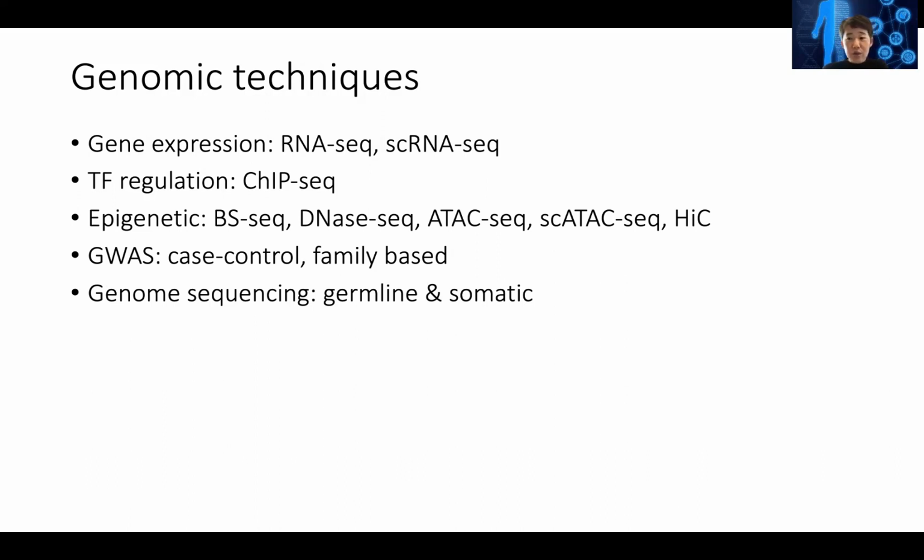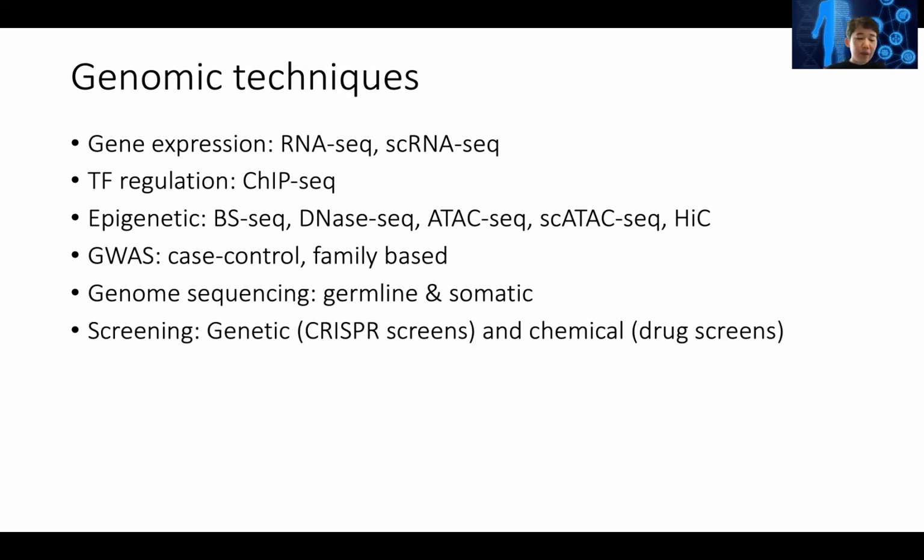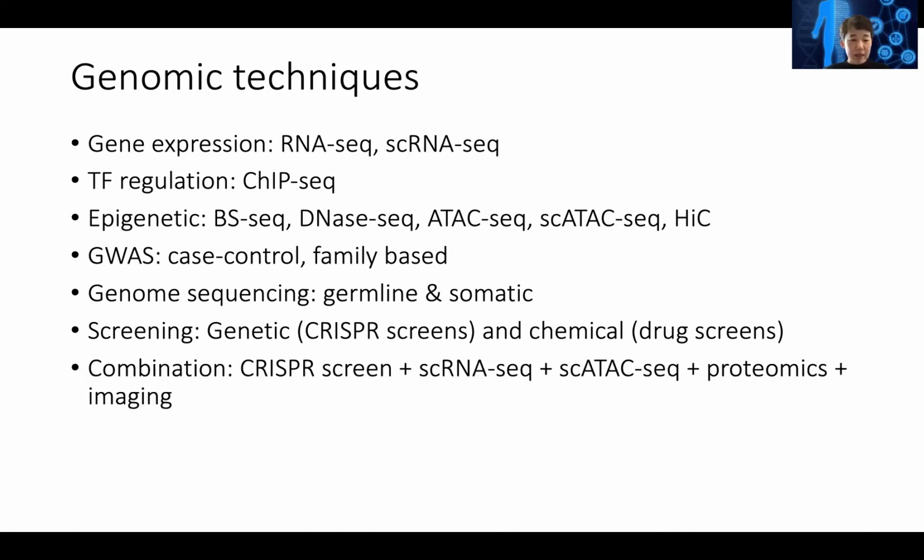For genome sequencing, we talked about germline sequencing, which is mostly GWAS related, and also somatic sequencing, which is usually tumor and blood comparisons to look at cancer mutations. For screening, we talked about genetic screens and chemical screens. We didn't specifically go over these, but you can see a lot of these genomic techniques are being combined. For example, CRISPR screens are followed with single-cell RNA-seq, or you see single-cell RNA-seq combined with single-cell ATAC-seq.